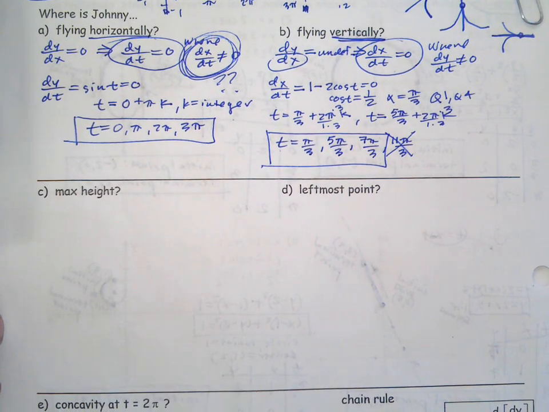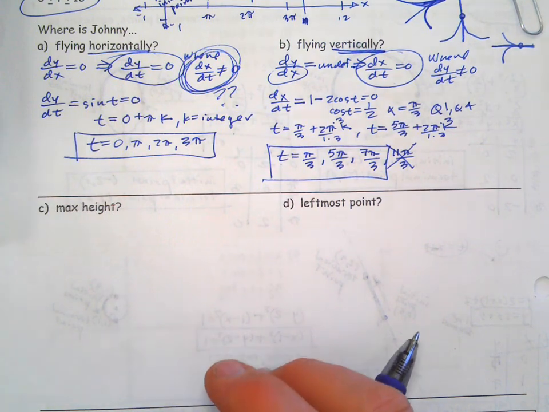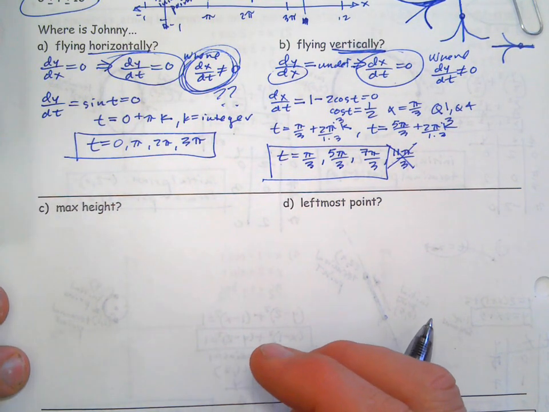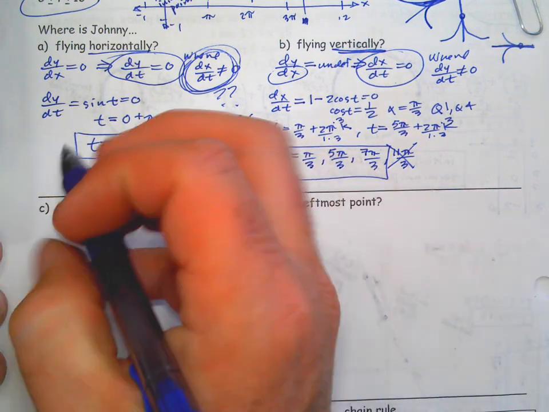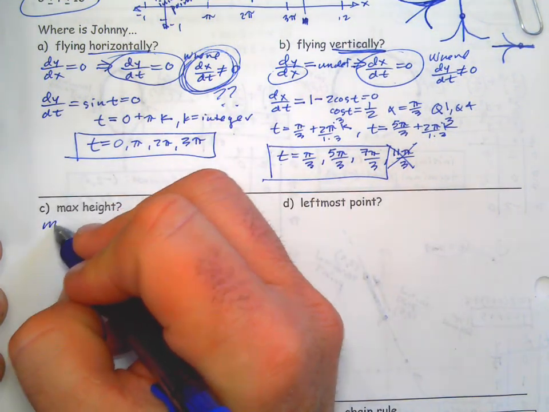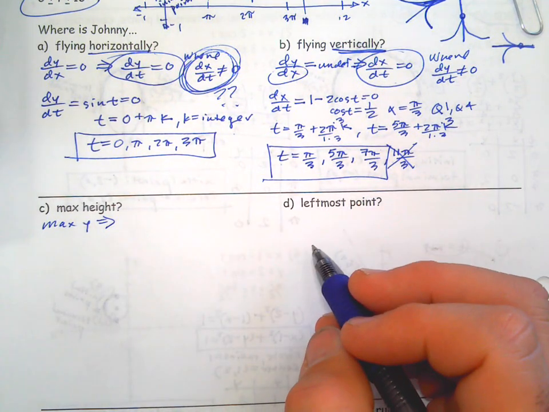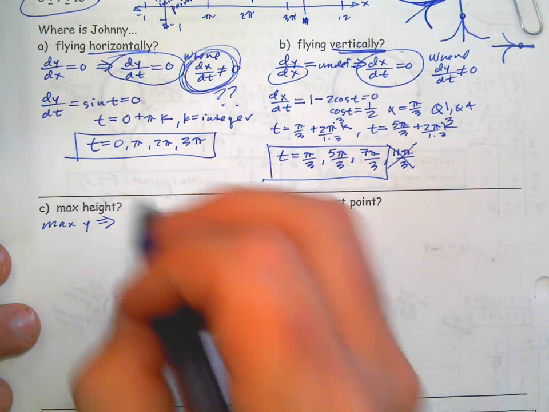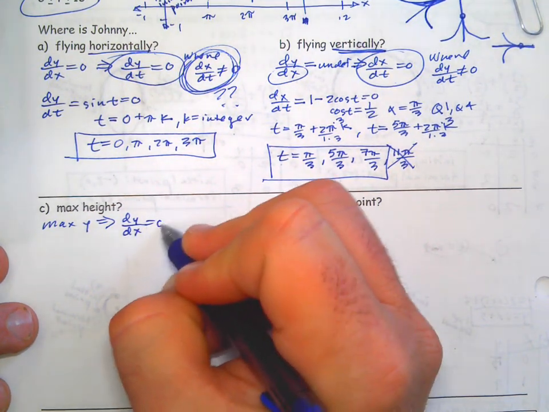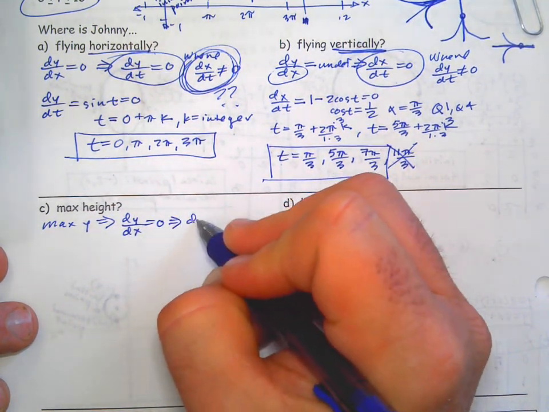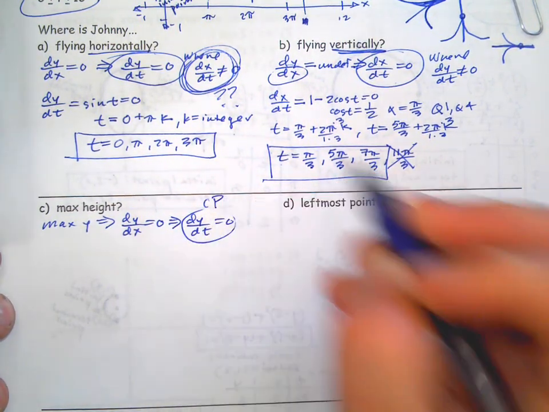And another kind of question we might ask, we'll apply it to the same problem, is when does the object achieve maximum height or leftmost height? And so that's why we've been doing EVT lately. So max height would be max y value, right? And to find that, we would say, well, dy/dt equals 0. This is how we're going to find our critical points.